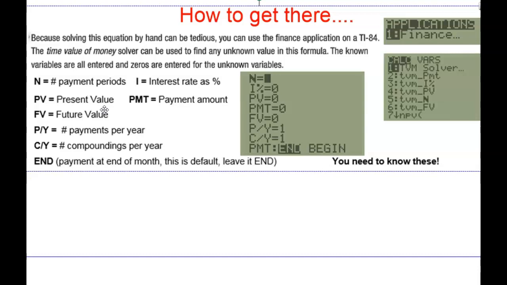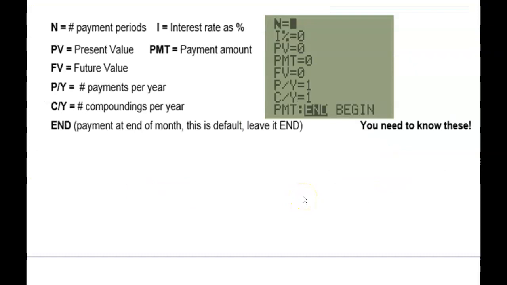All right, payments per year and compoundings per year. Since we're just doing a few of these for fun this year, we're just going to leave those at 12 and 12, okay? The P per Y and C per Y, we're going to put at 12 and 12 and leave them, which is generally what we would use anyway. We do want to make sure that this bottom setting is on end. I believe that's the default, but we want to leave it there. All right, and it says here you need to know these, but you don't because we're not going to test on this. All right.